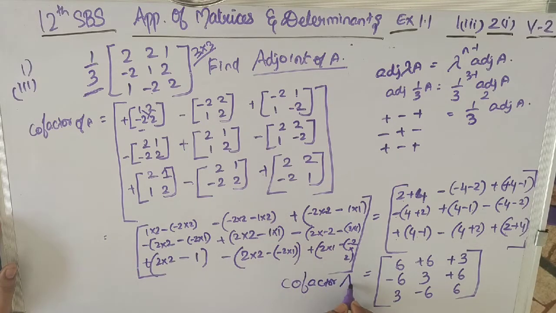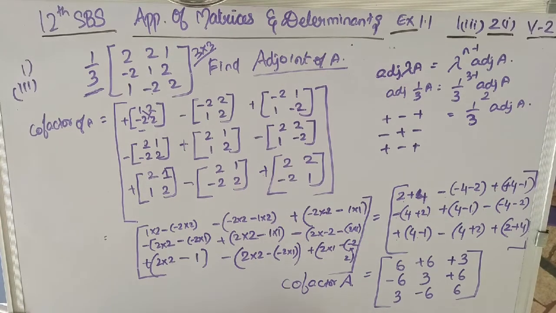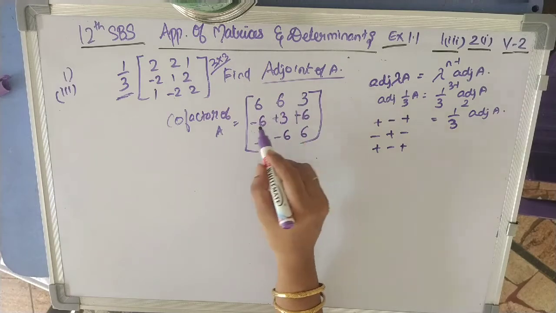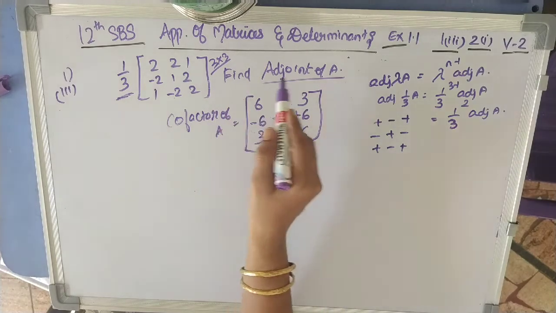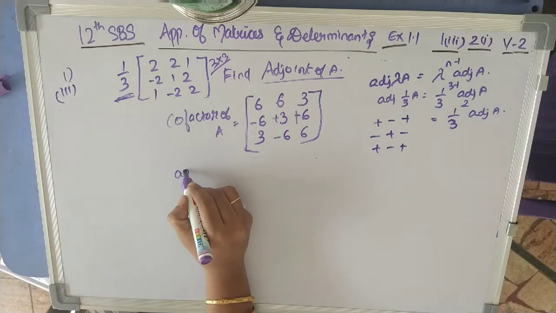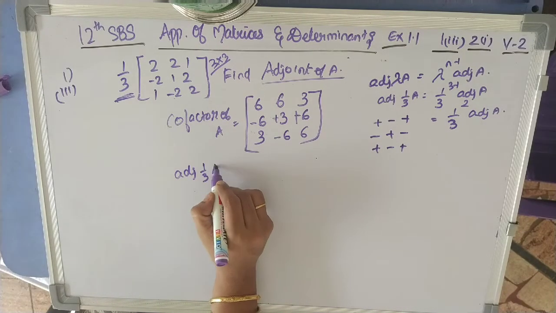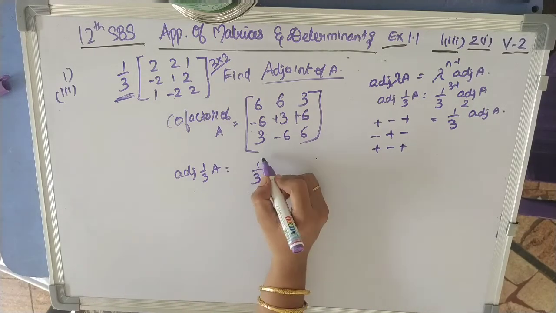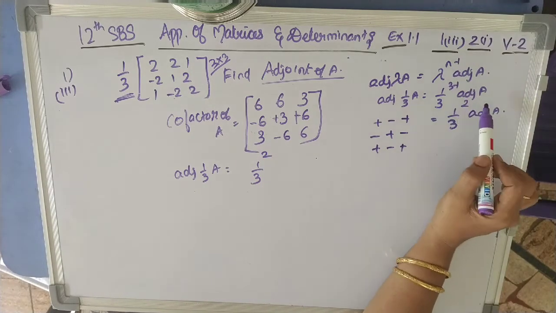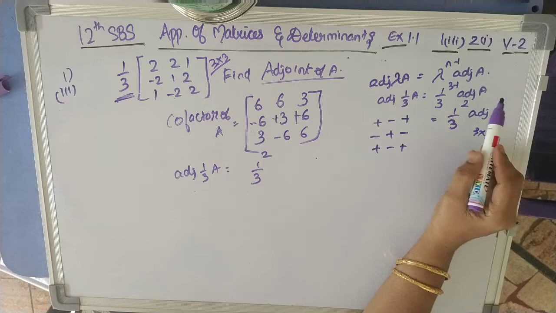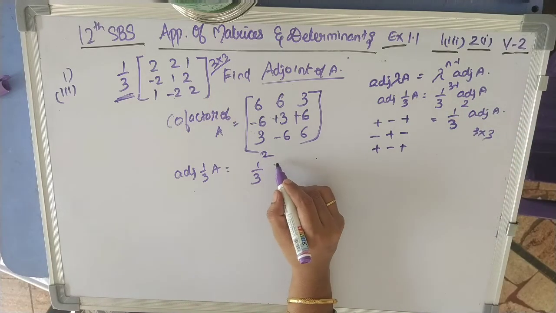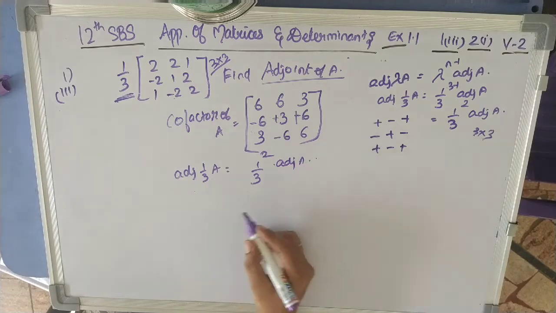Hope you are clear. Okay. Now we have to find the adjoint of A. That is adjoint of 1 by 3A, that is equal to 1 by 3 whole square adjoint of A. Okay. That is, I have taken 1 by 3 outside. 1 by 3 power n minus 1, that is 1 by 3 power 3 minus 1, which is equal to 2. So 1 by 3 whole square adjoint of A. Clear? Because what is n here? 3, because it is a 3 cross 3 matrix. So 1 by 3 whole square into adjoint of A.